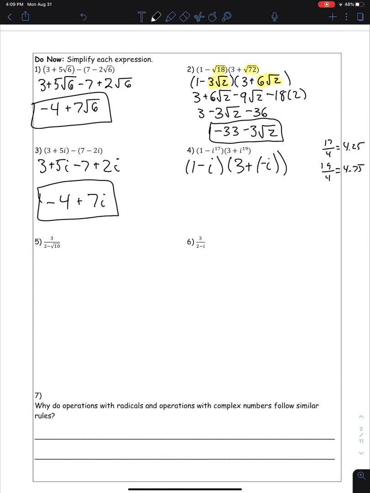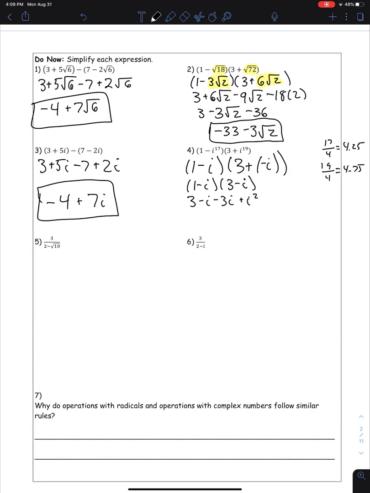I'm going to simplify that one more time. So 1 minus i times 3 minus i. And now I'm going to do what I would normally do. I'm going to double distribute. 1 times 3 is 3. 1 times negative i is negative i. Now negative i times 3 is negative 3i. And negative i times negative i would be plus i squared.